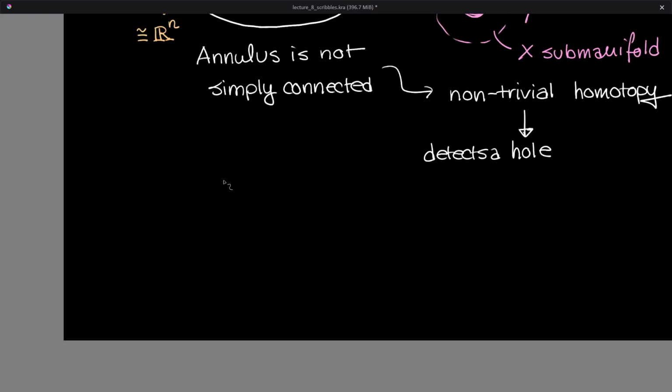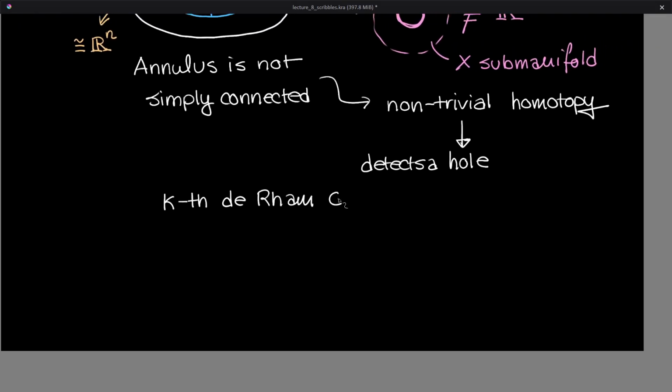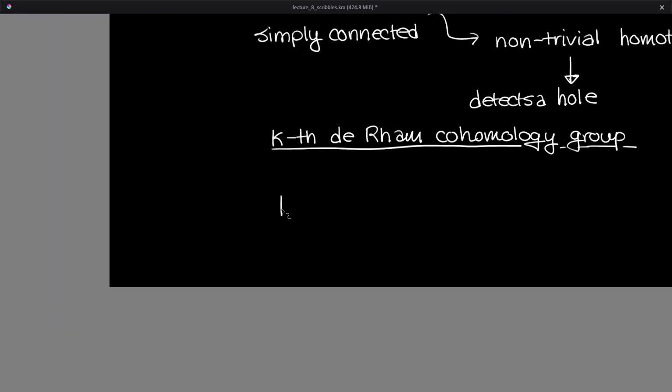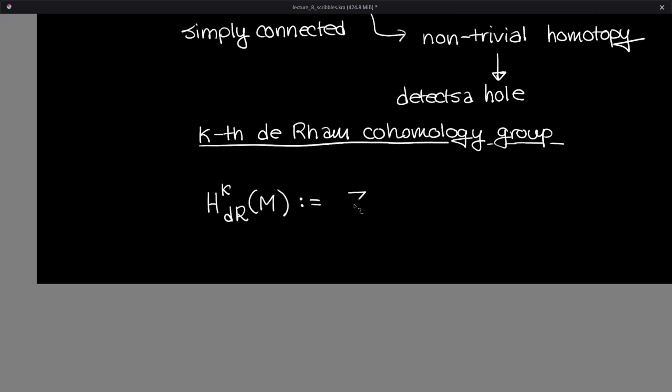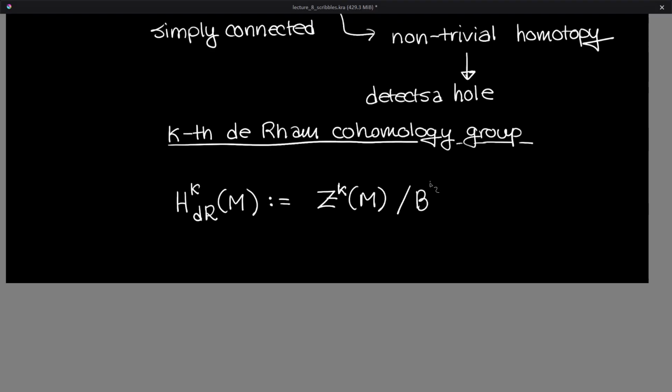So this brings us to the kth de Rham cohomology group. There are multiple of them, one for each k. We basically outlined the principle already, so I'm just going to write out the definition. It's called H^k_dR of M, with the k on the superscript, and it's defined to be the quotient group of Z^k(M) by B^k(M).